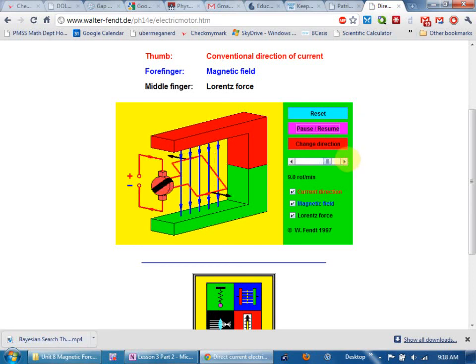Speed it up a little bit. If I want to change direction, all I do is I reverse the current. Boom. Or I could reverse the magnetic field. The electric motor.